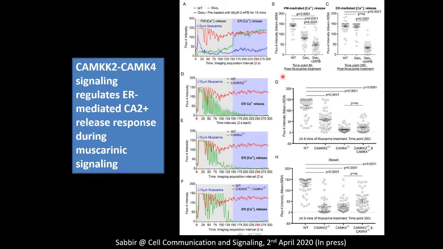Now, interestingly, the delayed response was found completely abolished under CAMKK2, CAMK4, and both CAMKK2 and CAMK4 knockout conditions. And this provided experimental support that CAMKK2-CAMK4 signaling regulates endoplasmic reticulum-mediated calcium release response during muscarinic activation or cholinergic signaling. The right panel images are actually showing the different data points in terms of a scatter plot and the statistical analysis of the data set.